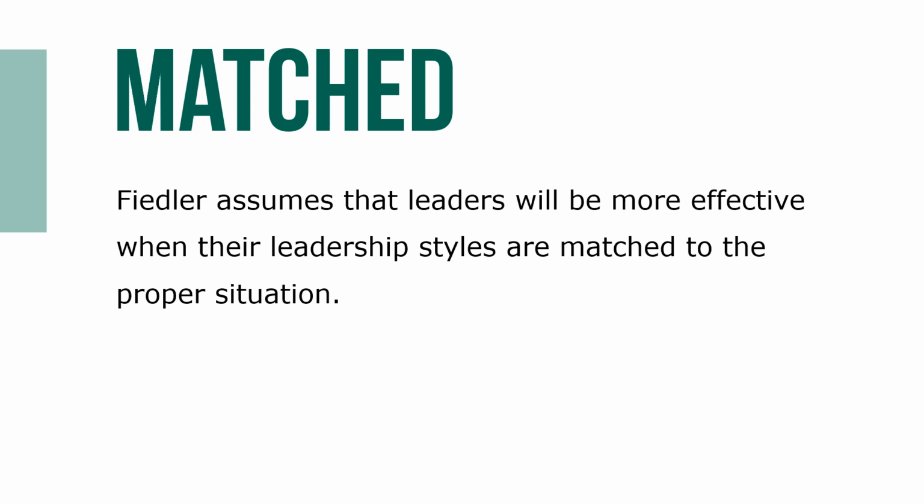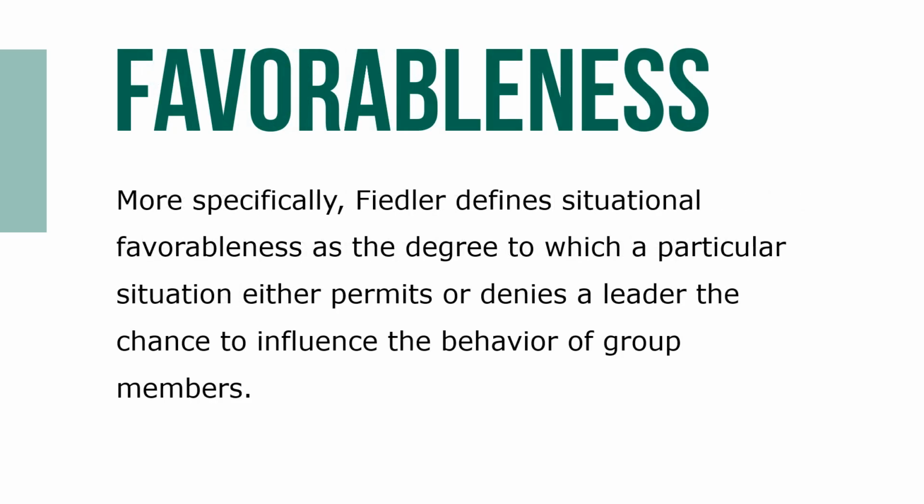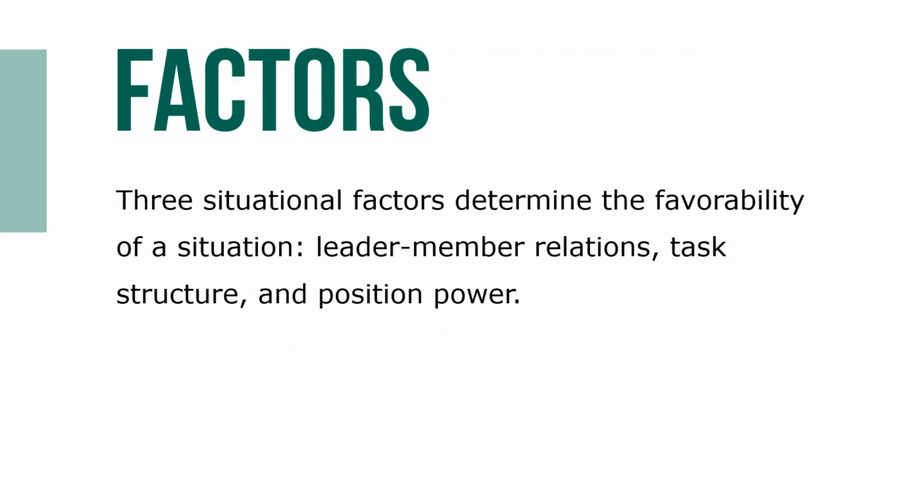Fiedler assumes that leaders will be more effective when their leadership styles are matched to a proper situation. More specifically, Fiedler defines situational favorableness as the degree to which a particular situation either permits or denies a leader the chance to influence the behavior of group members. The situational factors that determine the favorability of a situation include leader-member relations, task structure, and position power. The most important situational factor is leader-member relations, which refers to how well followers respect, trust, and like their leaders. When leader-member relations are good, followers trust the leader, and there's a friendly work atmosphere.